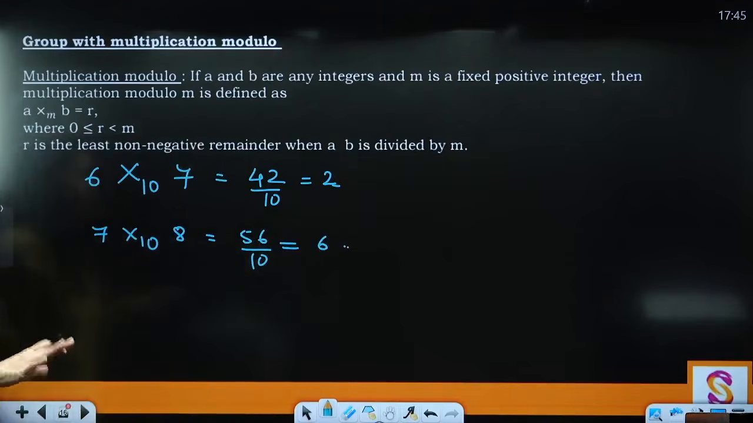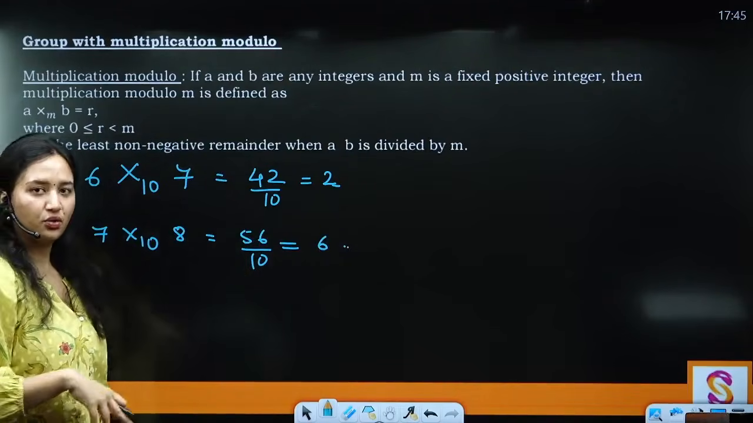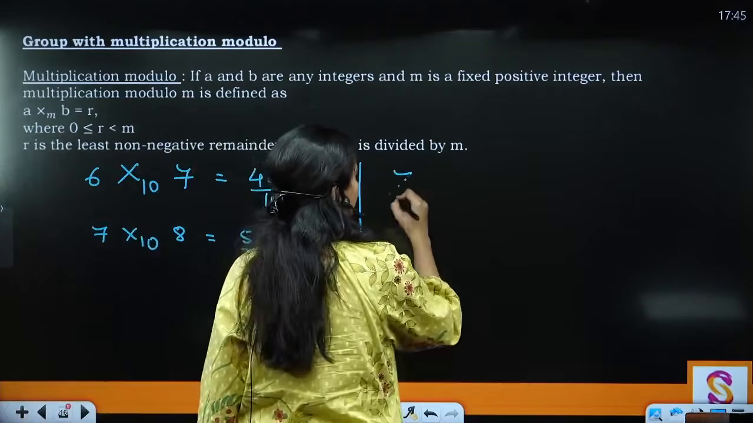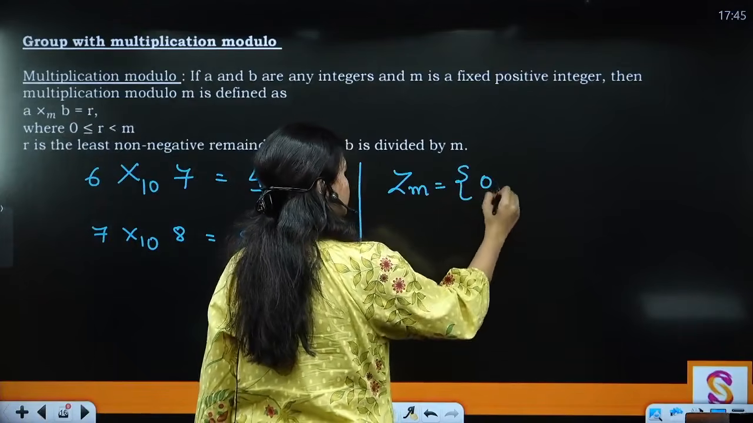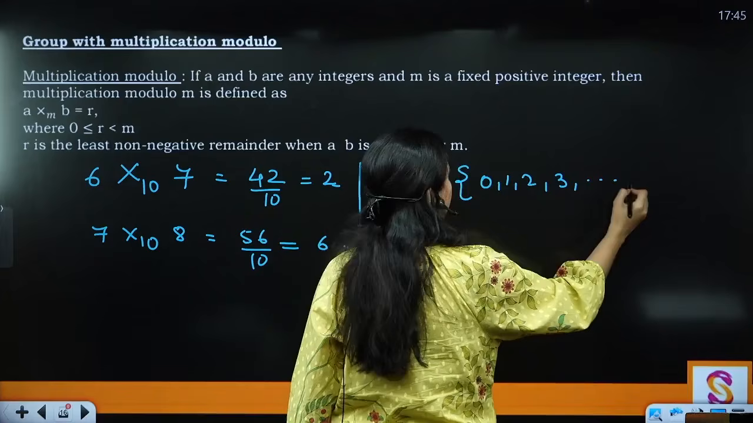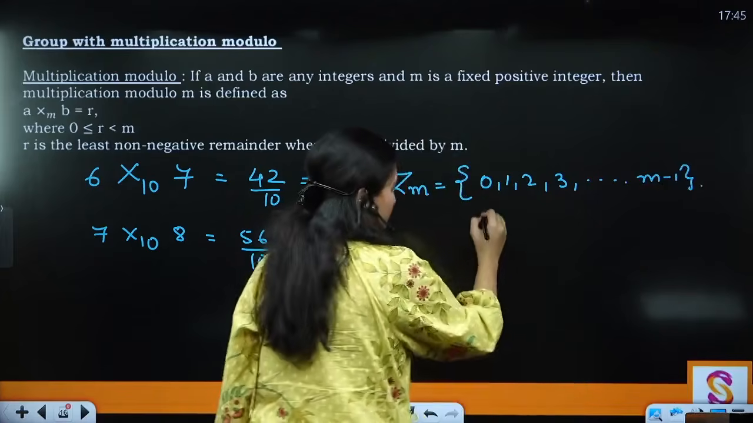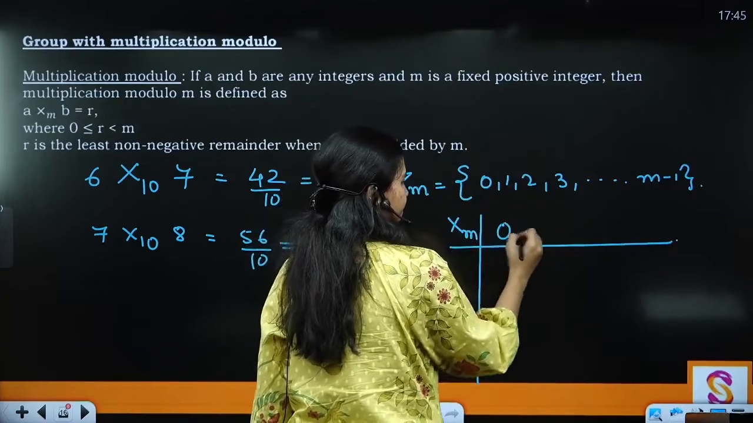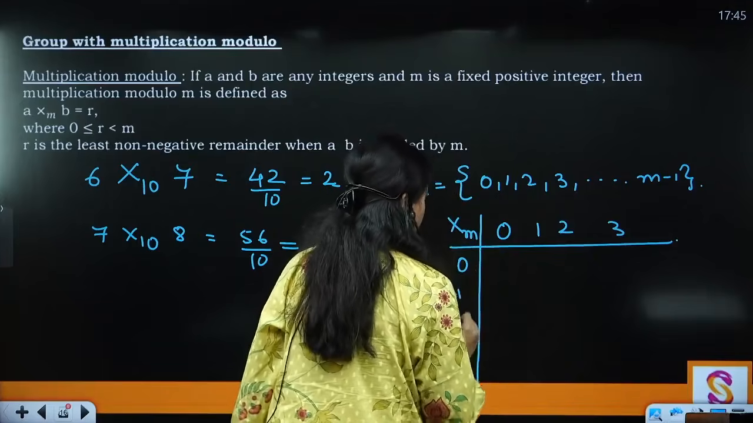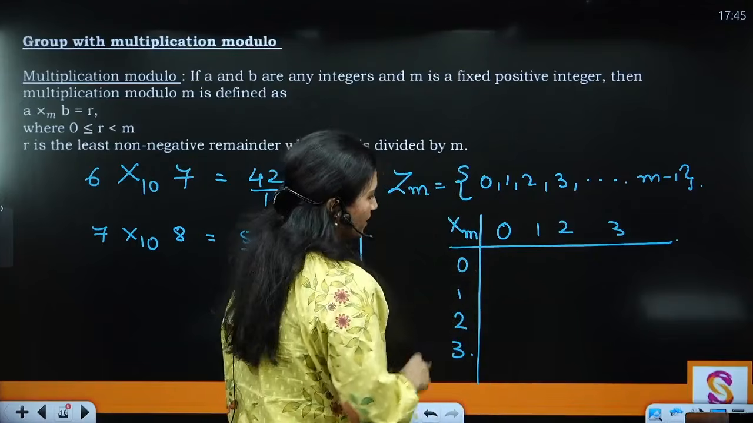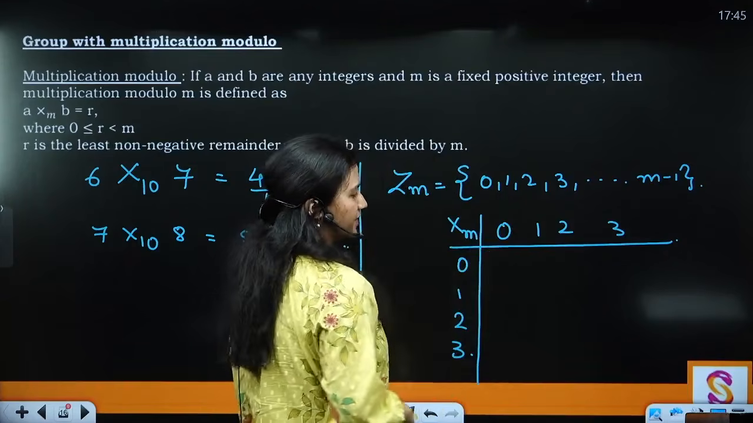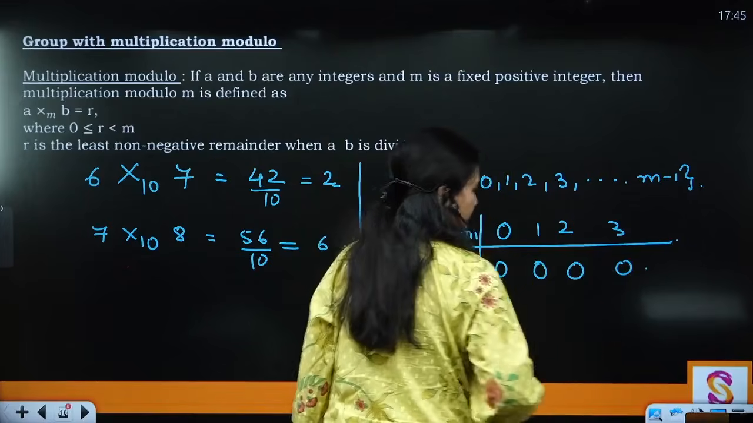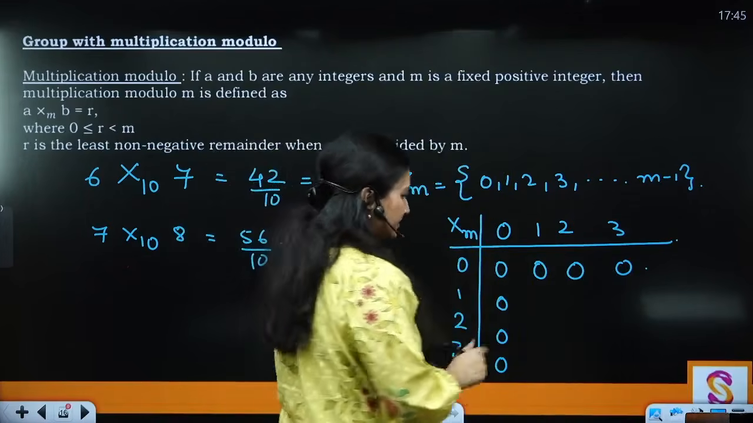Now, can multiplication modulo form a group with respect to Zm? Let's check. What is Zm? 0, 1, 2, 3 up till m minus 1. When you'll be making the composition table, you see, when you are multiplying all the elements by 0, you will get 0 here and 0 here. So there will be no unique inverses.